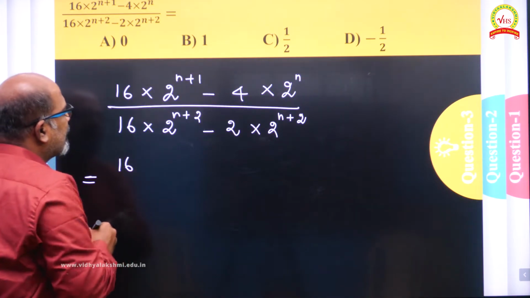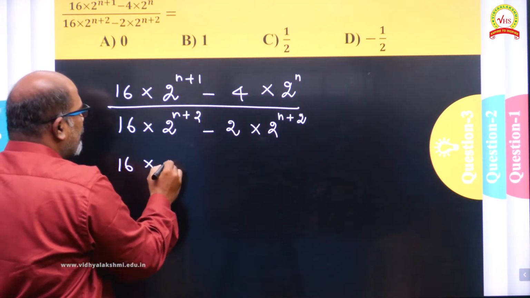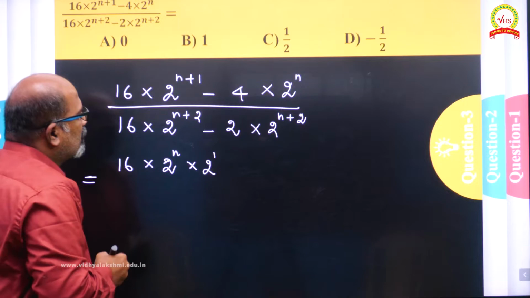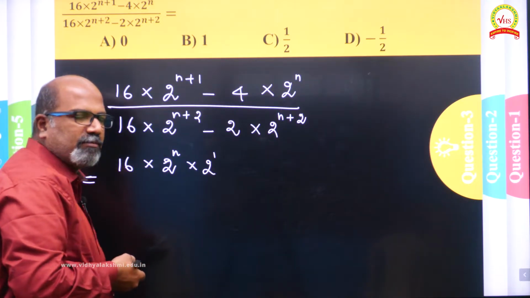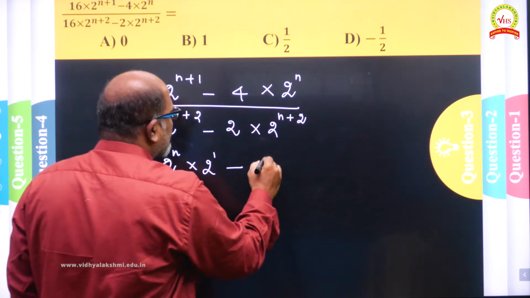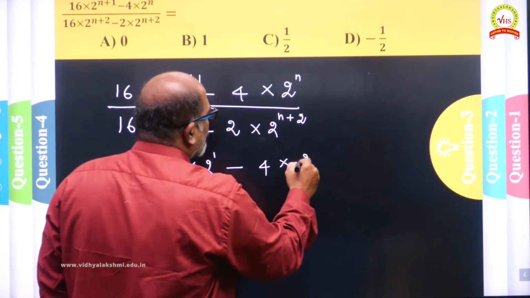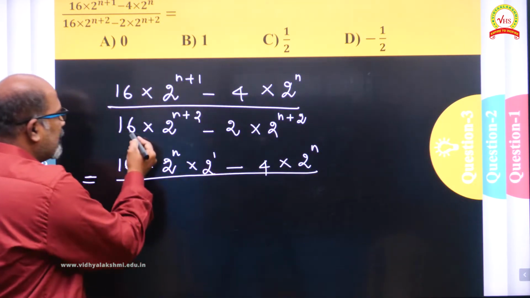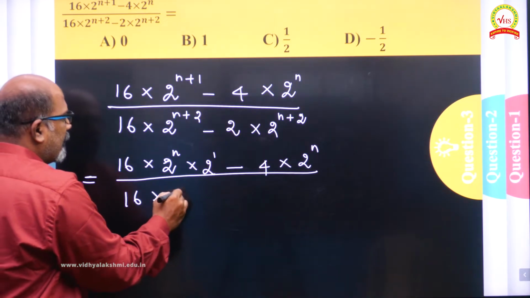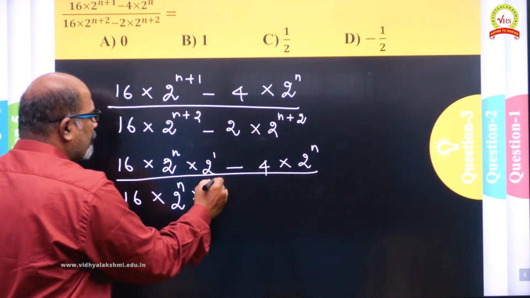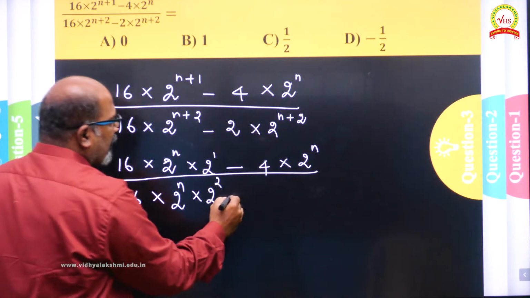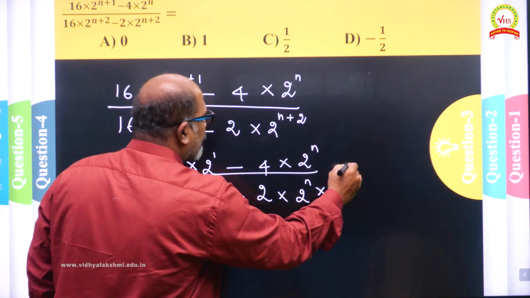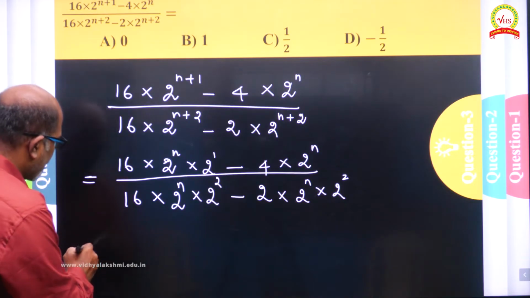The 16 I am just taking the same, multiplied by this 2 power n plus 1, I am writing it as 2 power n multiplied by 2 power 1, because of the product rule of exponents, you all know that. Minus this 4, I am just taking the same, multiplied by 2 to the power of n. Clear? Then next step, in the denominator, we have 16 multiplied by 2 to the power of n multiplied by 2 to the power of 2. I am separating this, minus 2 multiplied by 2 to the power of n multiplied by 2 to the power of 2. Then I want to take out the common factor.